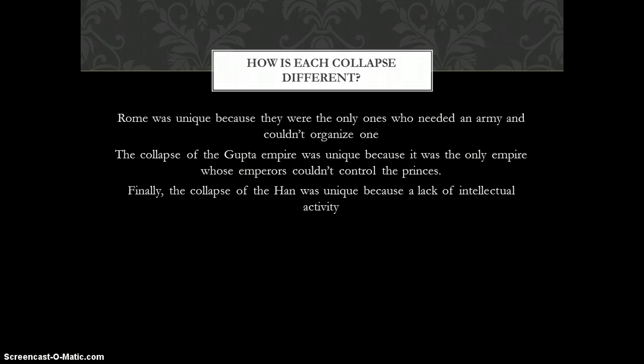The collapse of the Gupta was unique because it was the only empire whose emperors couldn't control their own princes. So it's like the government couldn't control themselves, basically. That's what it comes down to. It's a weird way of saying it, but that's how it went. Very strange way of causing a collapse.